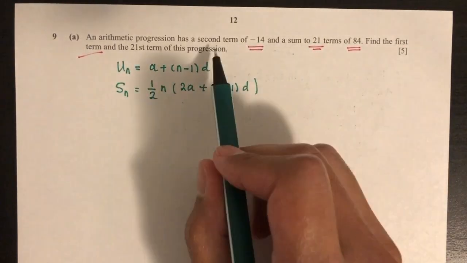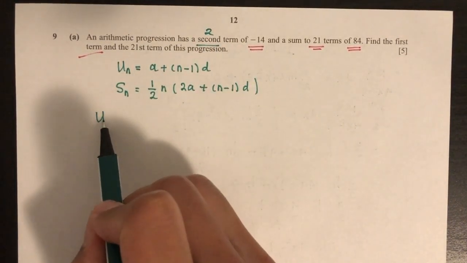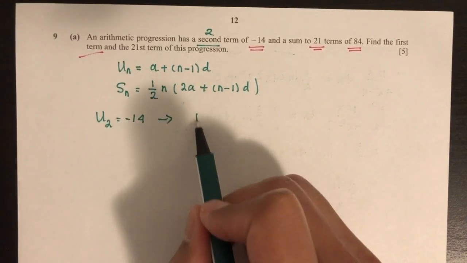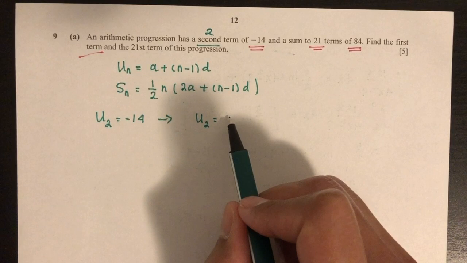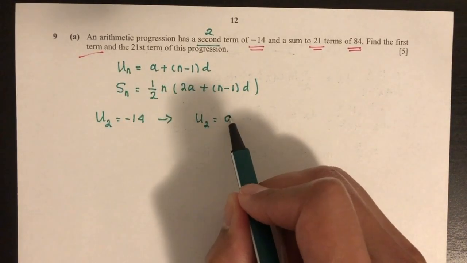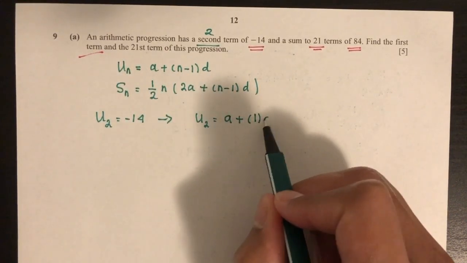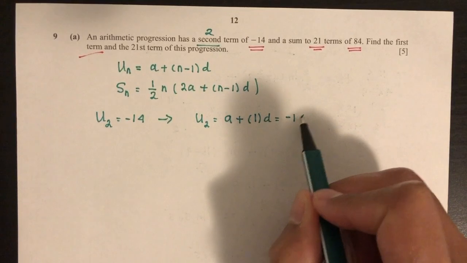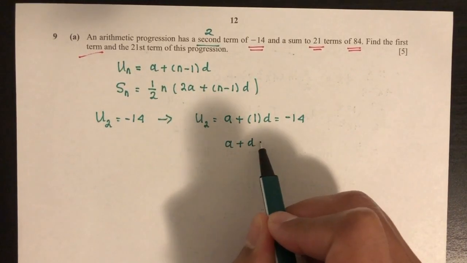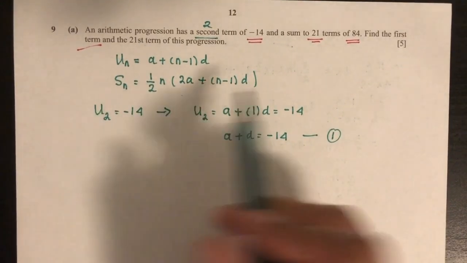Now part 1, it says the second term, which is u of 2, is minus 14. So u of 2 will be minus 14, and n equals 2, so a plus 2 minus 1, which is 1, times d equals minus 14. So the first equation will be a plus d equals minus 14. That's the first equation.